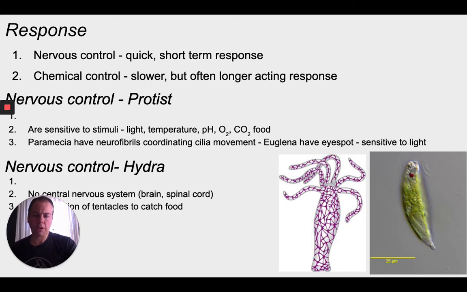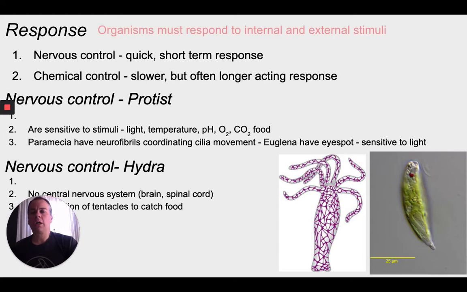So to begin, when we talk about response, what we're talking about is how organisms respond to both internal and external stimuli. So what does that word mean? A stimulus is information that is either coming into the organism from the outside, from the external environment, or it could be internal stimuli, information from within the organism itself, and how the organism responds to that.